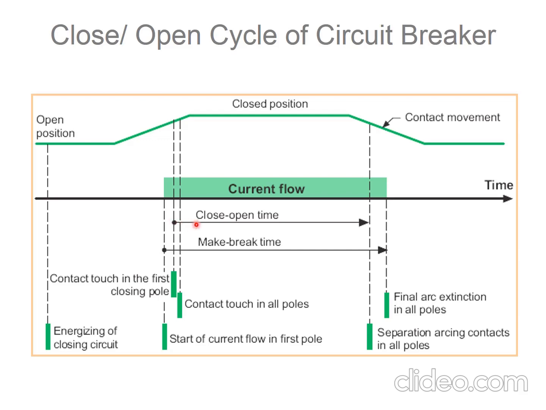This is the close position, the close-open time. Current will flow when the circuit breaker is in the close position. And then here is the separation of arcing contacts in all poles, and finally we can find arcing extinction in all poles, and then contact movement here.